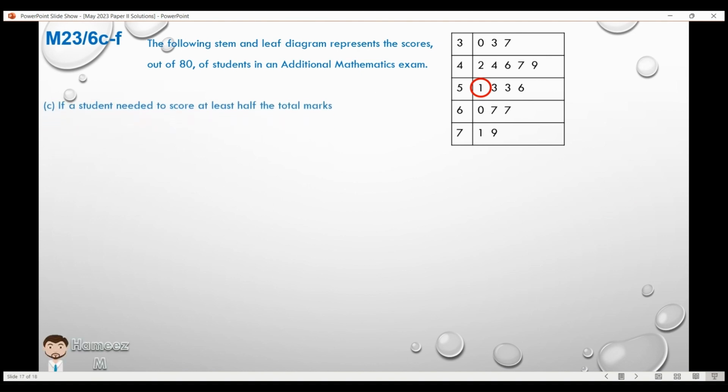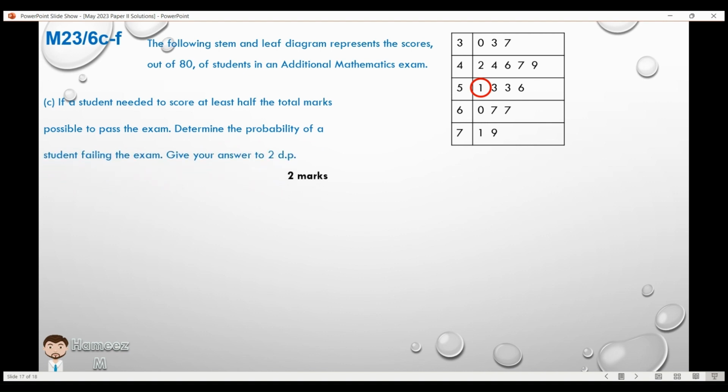Part C. If a student needed to score at least half the total marks, and remember the total is 80, so if they had to score at least 40 marks to pass the exam, determine the probability of a student failing the exam, giving your answer to 2 decimal places.